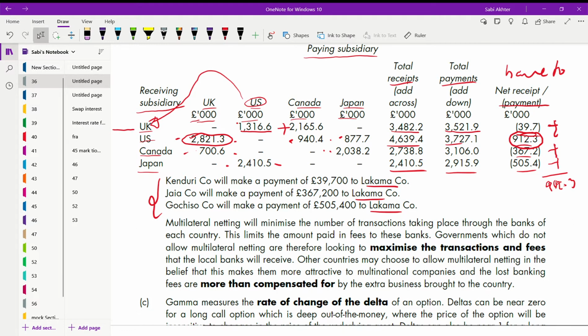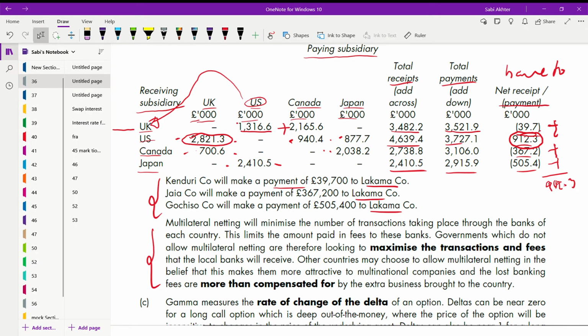So in the first condition, Kenduri will make a payment of this amount. Next, Canada will make a payment. J is Canada. Third, the last one, Japan is making a payment to Lakme, which is 505.4. Write the amount and write who is making payment to whom. If you write all this, and if some theory question like this is there, you will get the maximum marks. Full marks you will receive.